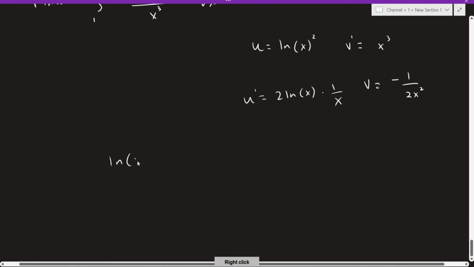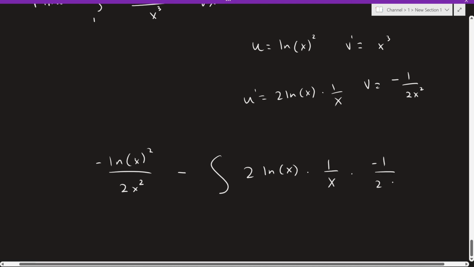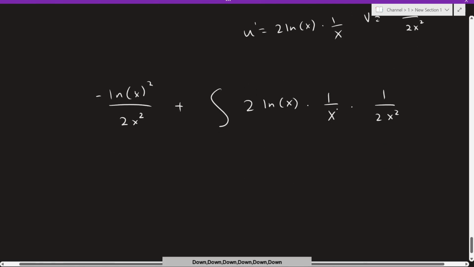So ln x squared over negative 2x squared minus the integration of 2 ln x times 1 over x times negative 1 over 2x squared. Since there's a negative, we can take it outside. The whole thing is a multiplication. So plus, and then we have to simplify as much as we can. So 1 over x times 1 over 2x squared is just 2x cubed. We see 2 and 2 ln x.